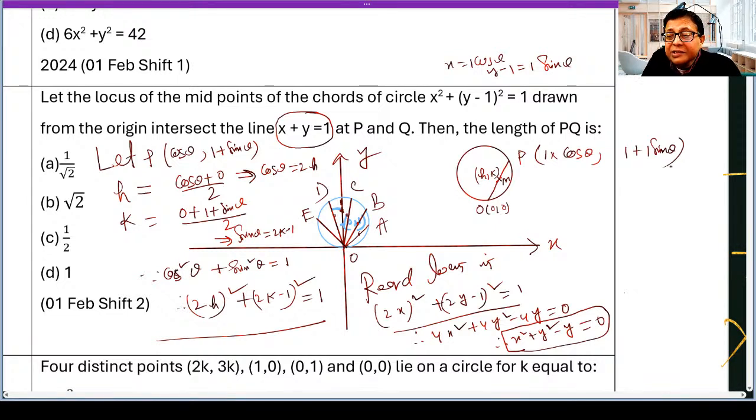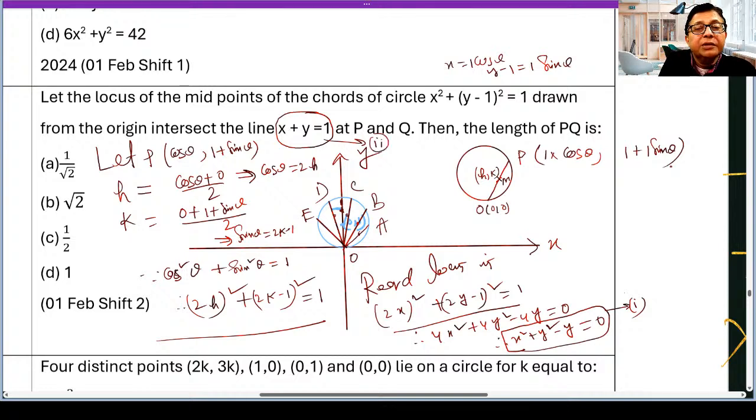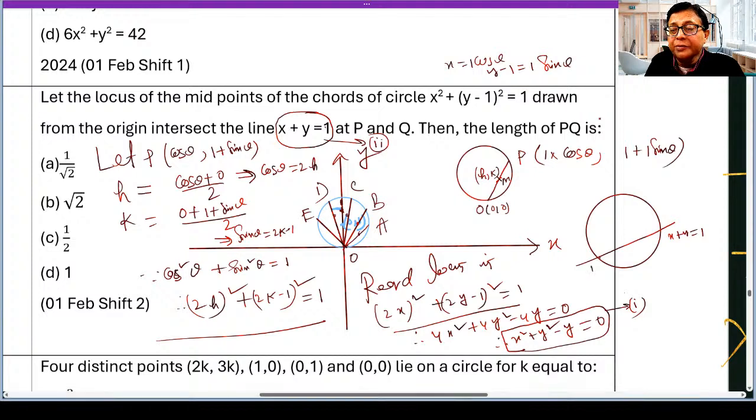Now they have given that this circle will intersect this line at P and Q. Can't you do it before I do? How to get the point of intersection? You take y from here and substitute, or x from here and substitute, whichever is easier for you. Now let us find the point of intersection. This circle I am drawing here, and this line x plus y equal to 1 intersecting at P and Q.